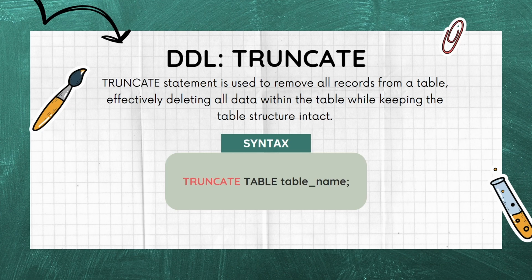The truncate table command is used to quickly delete all rows from a table, effectively truncating it. However, it removes all the rows in the table, not just specific columns. Here's the syntax for the truncate table command: truncate, table, and then the table name. Now, let's look at an example.